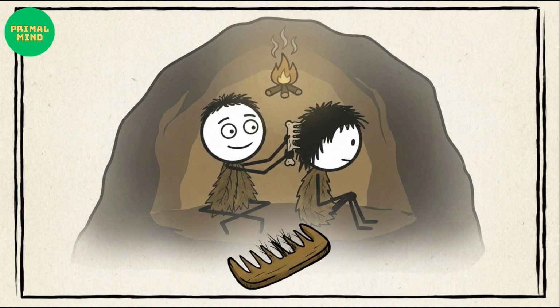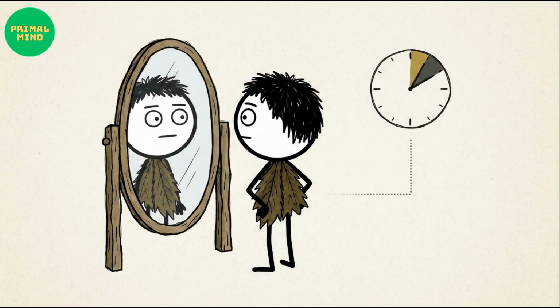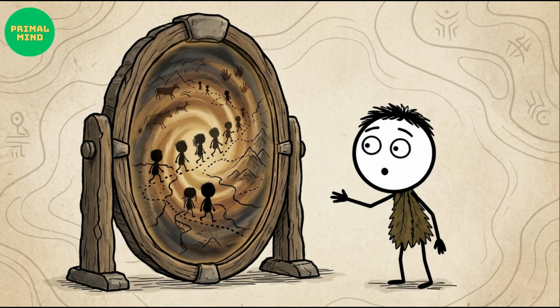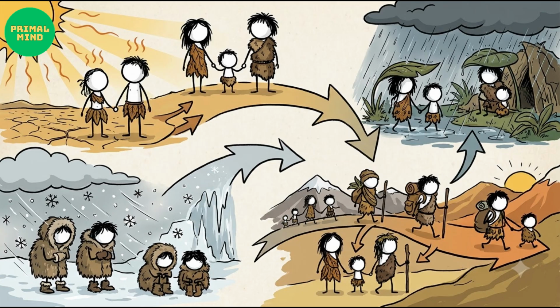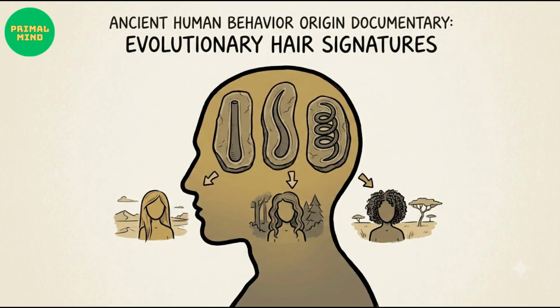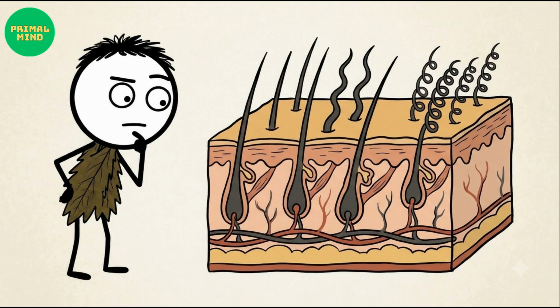It feels like such a small, mundane decision, but that 5 minutes in front of the mirror is actually a 5-minute encounter with about 200,000 years of human migration, climate adaptation, and evolutionary survival strategy, written directly into the shape of the follicles on your scalp.